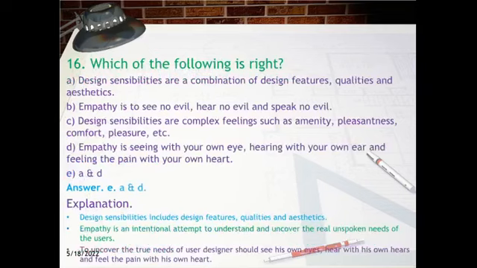16. Which of the following is right? A. Design sensibilities are a combination of design features, qualities, and aesthetics. B. Empathy is to see no evil, hear no evil, and speak no evil. C. Design sensibilities are complex feelings such as amenity, pleasantness, comfort, pleasure, etc. D. Empathy is seeing with your own eye, hearing with your own ear, and feeling the pain with your own heart. E. A and D.